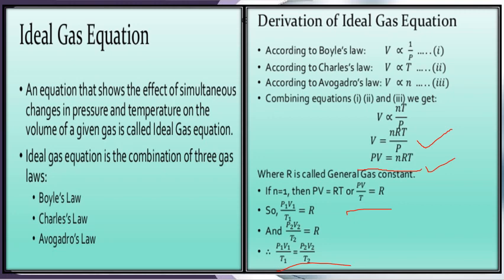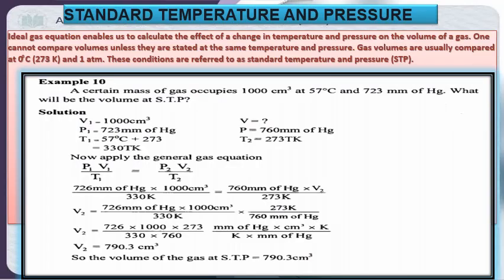It is quite simple and easy, you can learn it. Now here it is explaining the ideal gas equation, which gives you the effect of change in temperature and pressure on the volume of a gas. As an example, it is explained that all gas volumes are usually compared at 0 degrees centigrade in Kelvin and 1 atmosphere. These are the units of temperature and pressure used in STP, right?